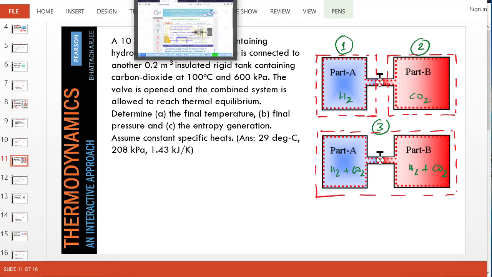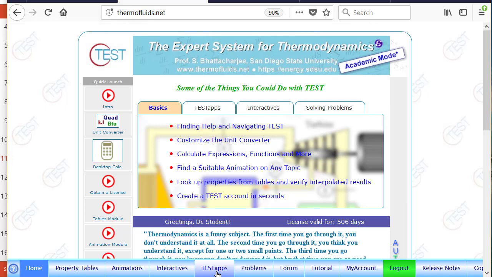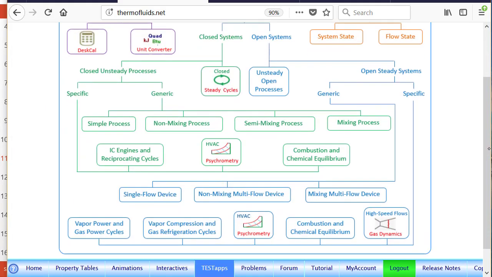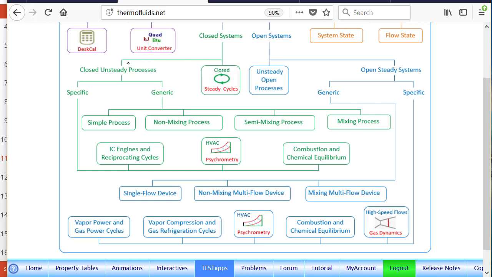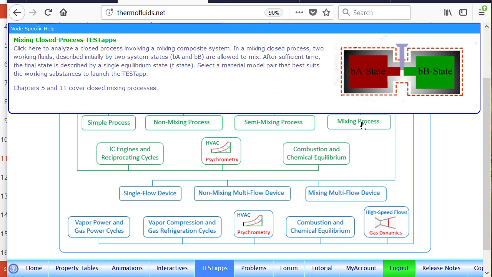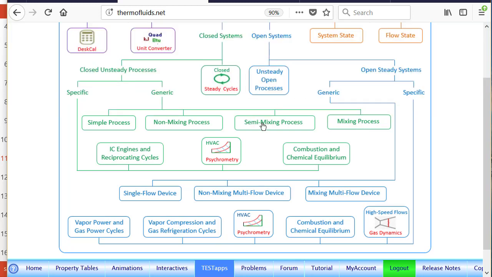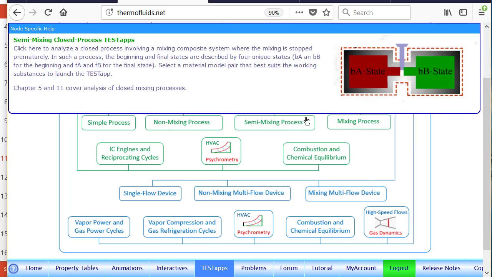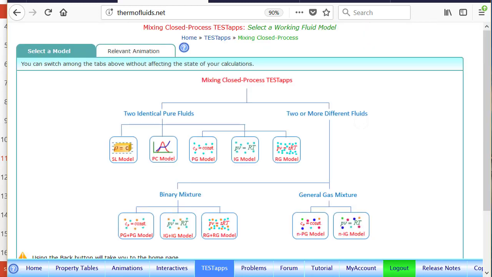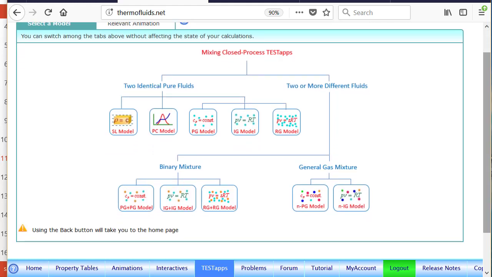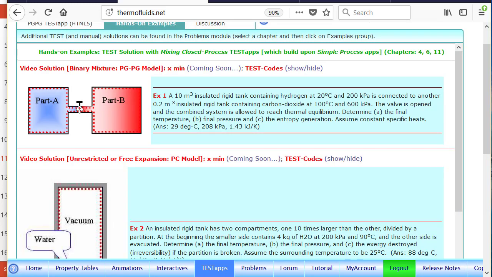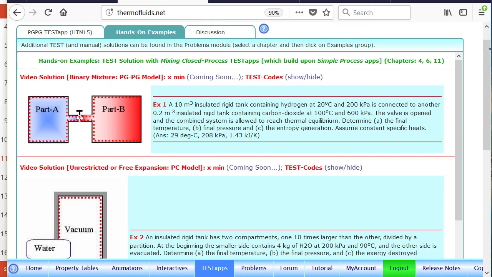Okay, so let's go and launch a suitable test step. Of course, it's a closed process. We follow the closed, generic branch, and it's a mixing process. That is, mixing is complete, we reach equilibrium, as opposed to semi-mixing, where we close the valve prematurely. So we go to the mixing process, and the problem states that we should assume constant specific heat. Therefore, the PG plus PG model will be the best model because we have a binary mixture in this case.